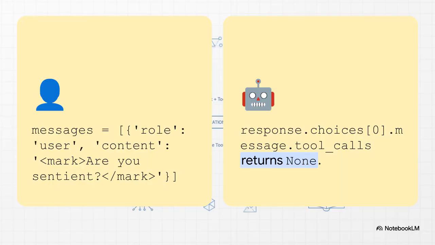Before we give our agent its superpowers, let's do a quick baseline test. We're just making a standard call to the model, asking a simple question, and you can see on the right, the tool calls part of the response is none. This is the model literally telling us, hey, I looked at your question and I don't need any tools to answer it. It's just using its internal knowledge just like the old Q&A models. This confirms our connection is working and gives us a really clear before picture.